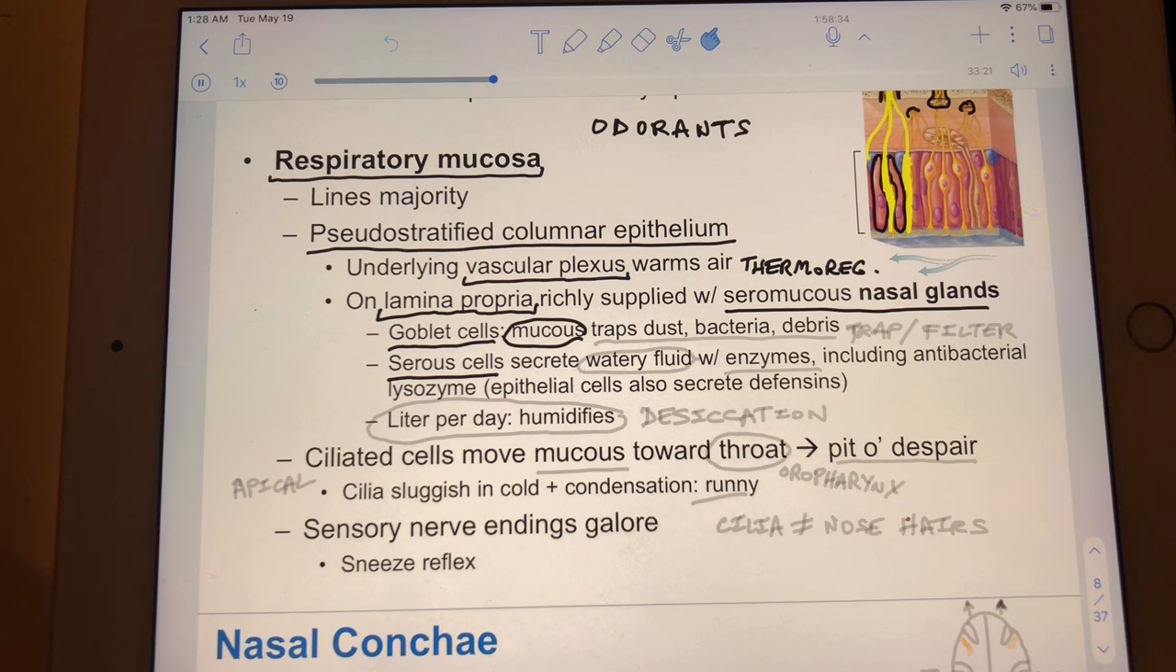And we're getting serous fluid, which ends up giving us a thin mucus. Why do we want thin mucus coating our respiratory mucosa? Because it's that mucus that helps to trap those irritants. Filter, trap.